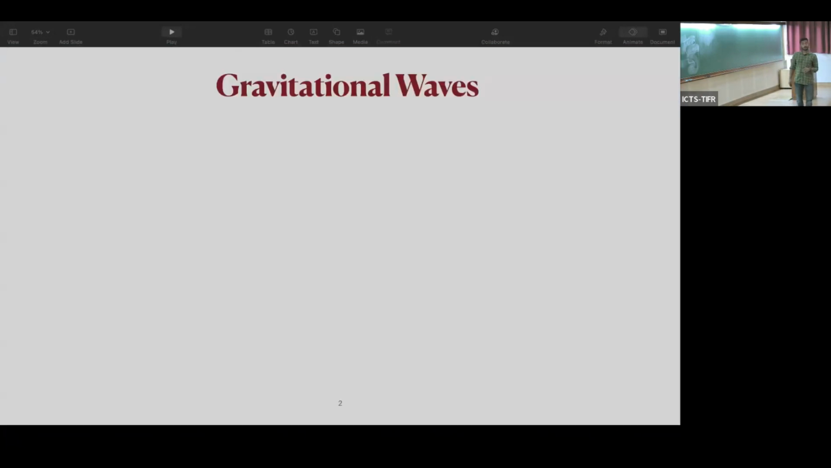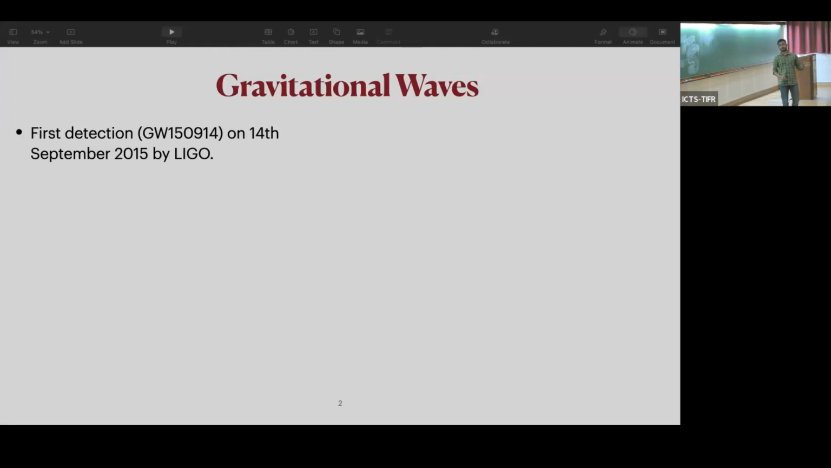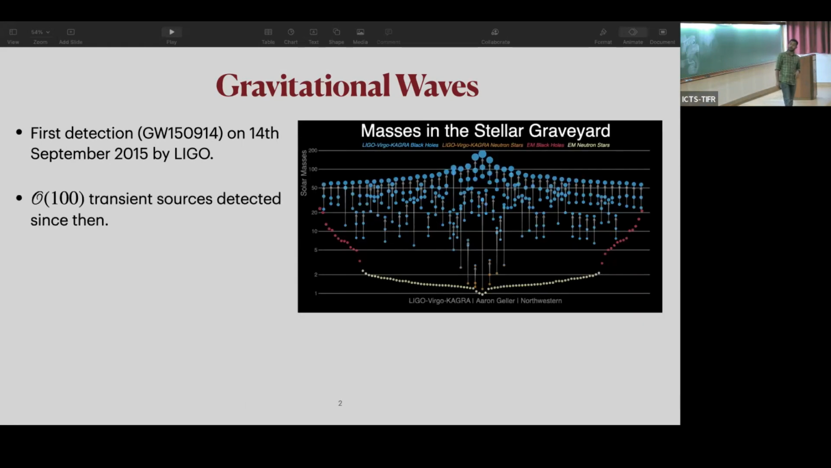I am sure you've heard a lot about gravitational waves, so I will not be talking about them a lot. But we know that the first detection was made in 2015 by LIGO, and it was a transient event due to the merger of two black holes of around 30 solar masses. Since then, we have had 3 observing runs, and we have had order of 100 detections of these transient sources from neutron stars and black hole mergers.